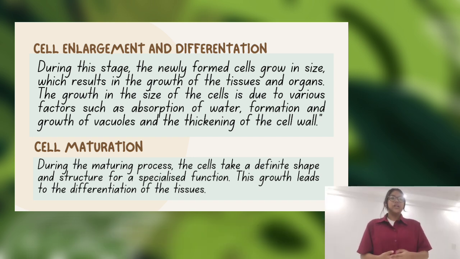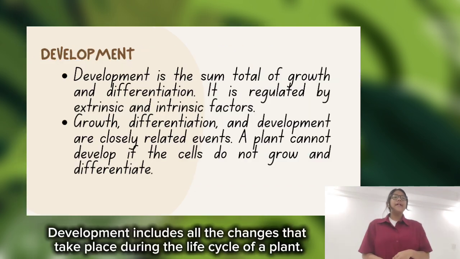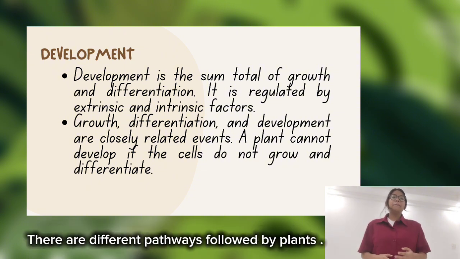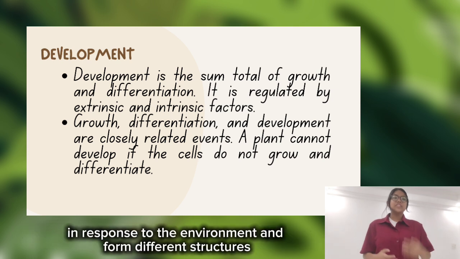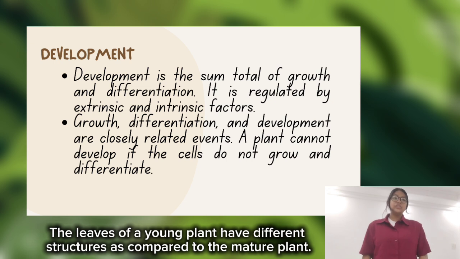Cell maturation. During the maturing process, the cells take a definite shape and structure for a specialized function. This growth leads to the differentiation of the tissues. The development includes all the changes that take place during the life cycle of a plant. There are different pathways followed by plants in response to the environment and form different structures. The leaves of a young plant have different structures as compared to the mature plant.